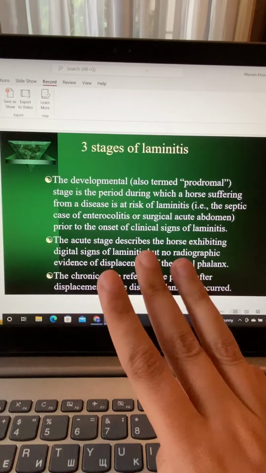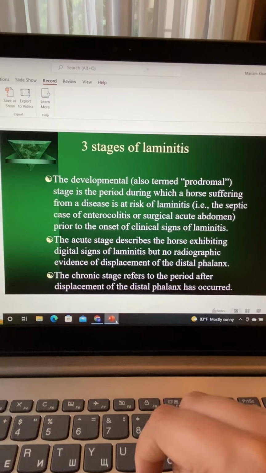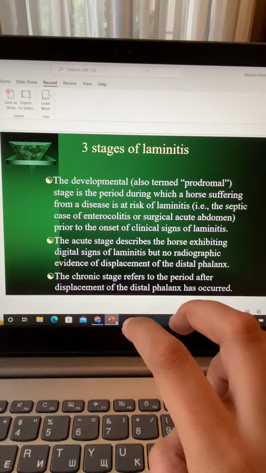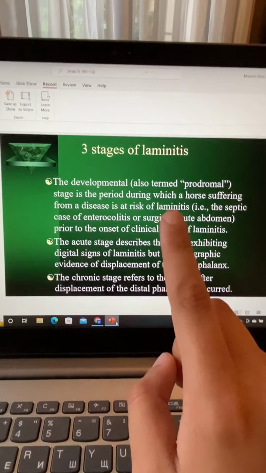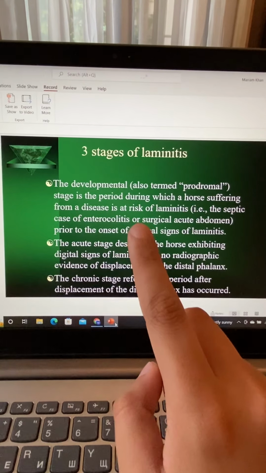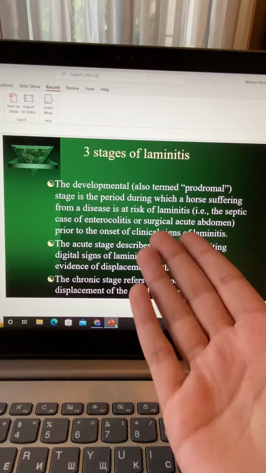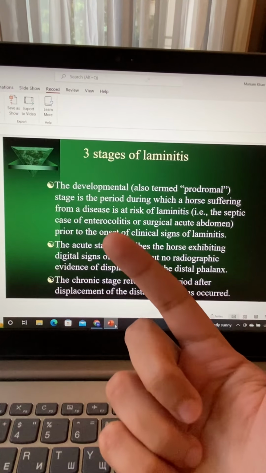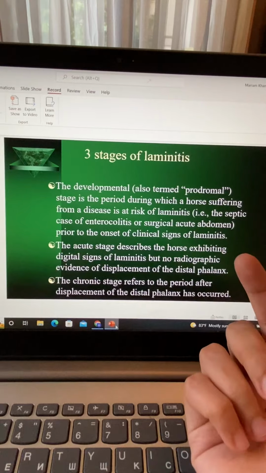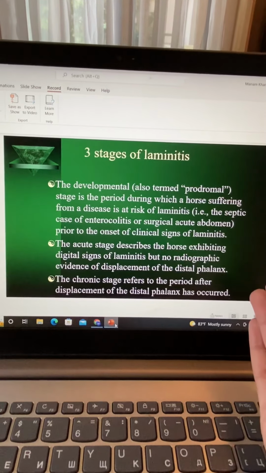So there are 3 stages of laminitis. So you have the prodromal stage, that's stage 1. This is the period in which a horse is suffering from a disease and is at risk of laminitis. For example, you have the septic case of enterocolitis or surgical acute abdomen before you get laminitis.